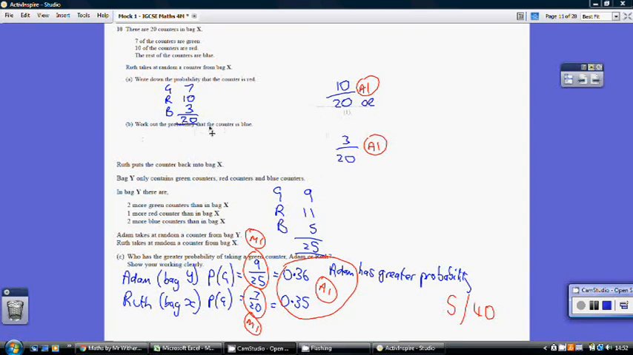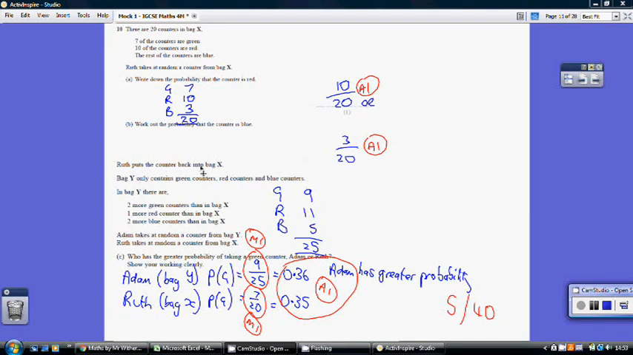And part B, work out the probability the counter is blue. Well, as I said, we've got 3 blue counters because we're told the rest of the counters are blue. 7 were green, 10 were red, 20 in total, so there must be 3 in blue. That's 3 out of 20. Remember, always give probabilities as a fraction, if it's up to you, really. It's a lot easier to do. 3 out of 20, just 3 over 20, job done.